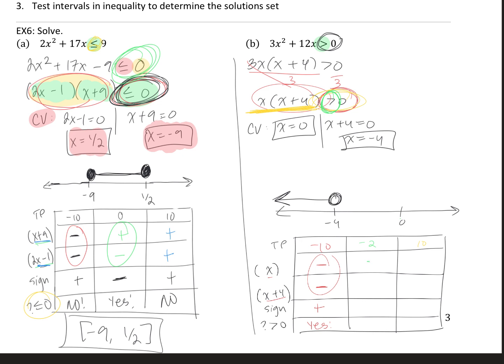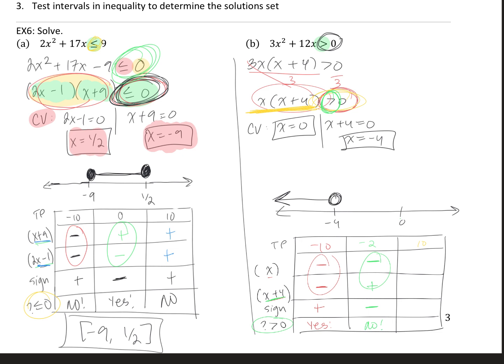Throwing in that -2, that'll be a negative. Putting it in here, that'll be a positive. Positive times negative is a negative. Is that greater than 0? No, it's a negative. So we're not going to bubble in that interval.